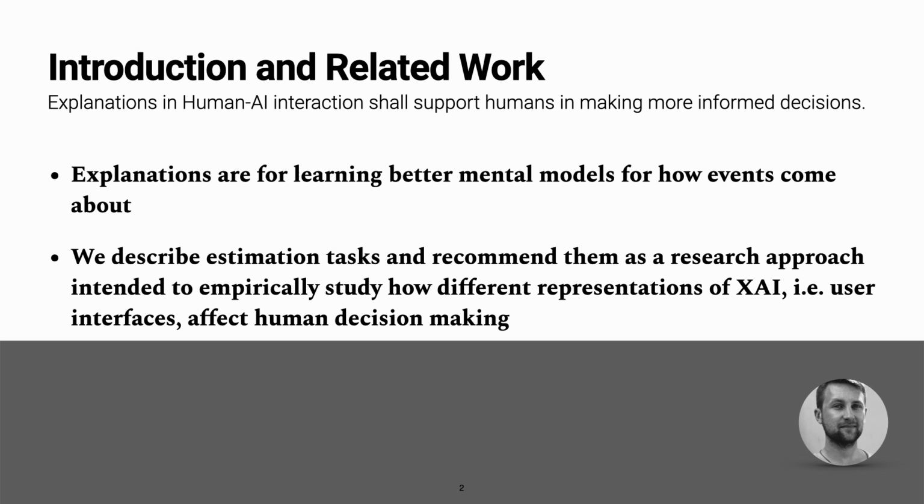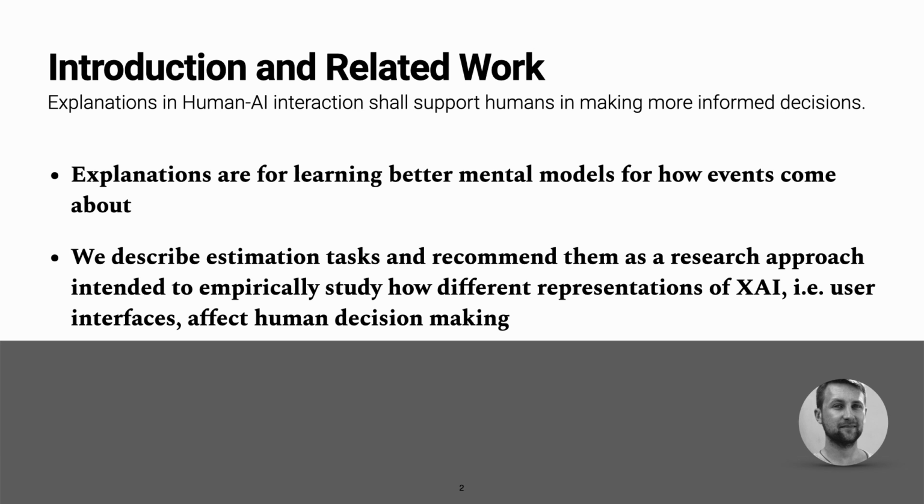To begin with, one can generally state that explanations in human-AI interaction shall support humans in making more informed decisions. The results and ideally an explanation of the machine behavior are presented to human decision makers through human-machine interfaces. The primary function of explanations is to facilitate learning better mental models for how events come about. The concept of interacting with learning systems is unprecedented and hence calls for appropriate and novel HCI research methods and tools.